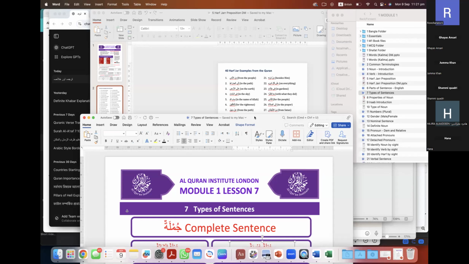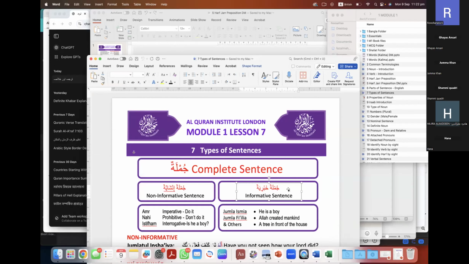Informative gives information. Non-informative means it doesn't give information. What is information in Arabic? Does anyone know? Information means khabar. Khabar is familiar to you? Correct. Now, what would be the possible Arabic name of an informative sentence? You said khabar means information, so the informative sentence possibly will be called Jumlatul Khabriyya.